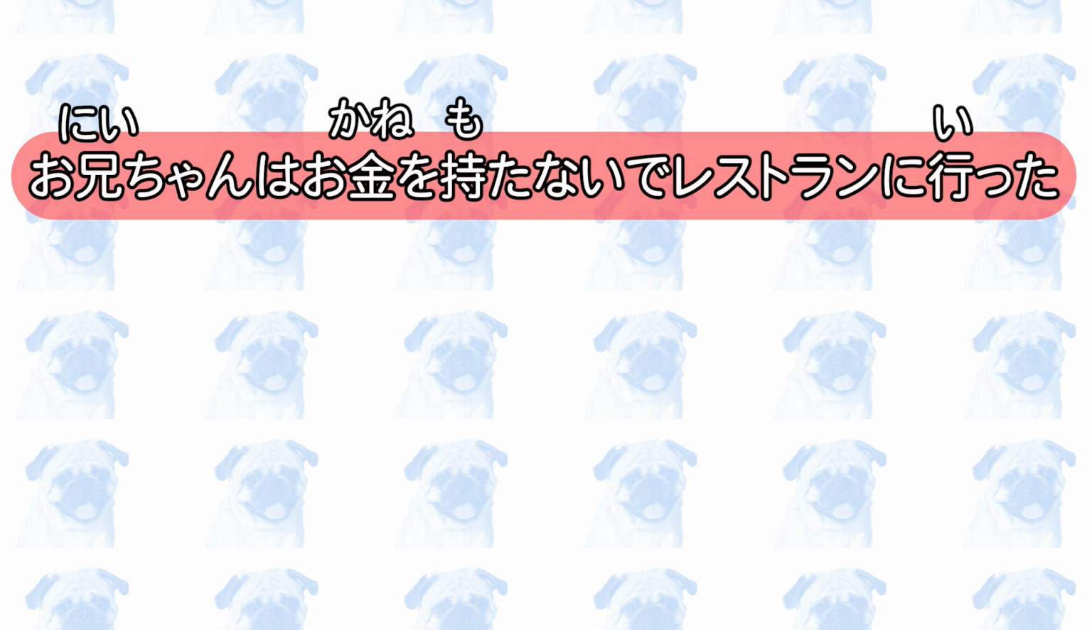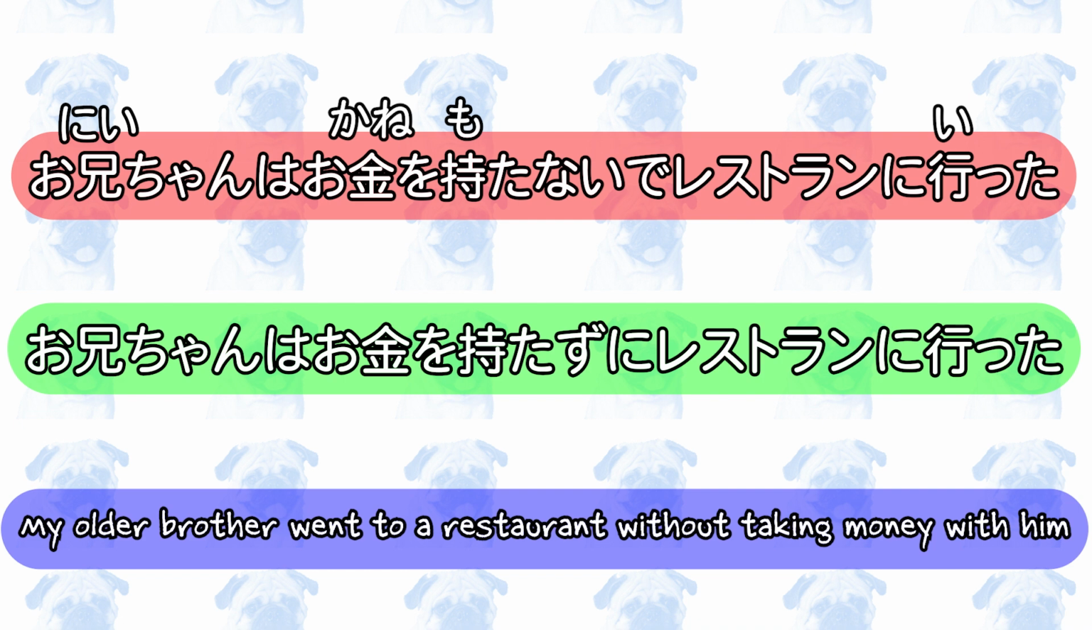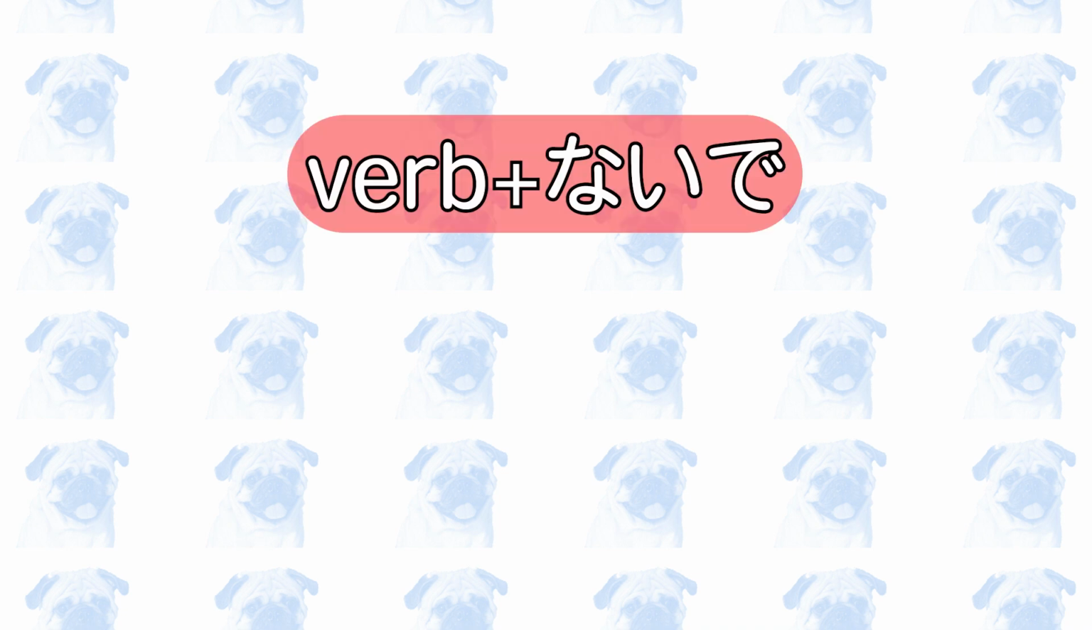お兄ちゃんはお金を持たないでレストランに行った。お兄ちゃんはお金を持たずにレストランに行った。My older brother went to a restaurant without taking money with him. Pretty easy, right? Before we end this episode, I should mention that ないで has another use.